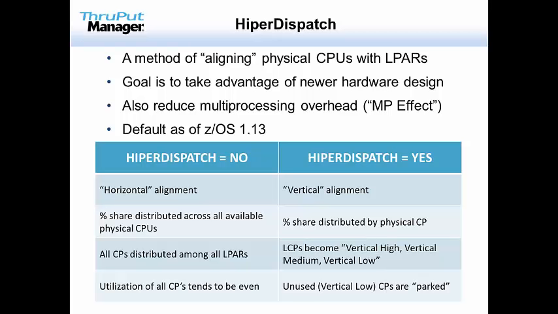Also, just an observation, the utilization of the CPUs tends to be even without HiperDispatch because, of course, I can run anywhere. Any LPAR, any logical processor can run anywhere, so we'll use them all. Whereas with HiperDispatch, unused or vertical low CPUs tend to be parked. Vertical highs tend to be busy. Vertical mediums tend to be low. And that might seem counterintuitive when we think about utilization. Why would I run one CP hot when I'm not running the other at all? Well, hot is a relative term, but also there are some advantages to keeping the work on fewer processors. We will talk about why.